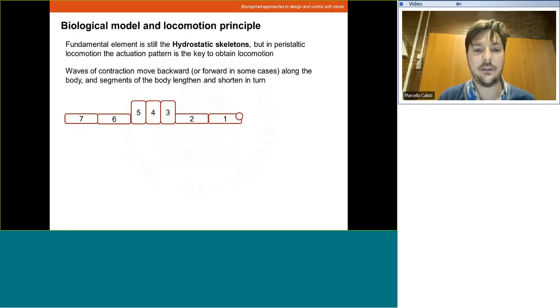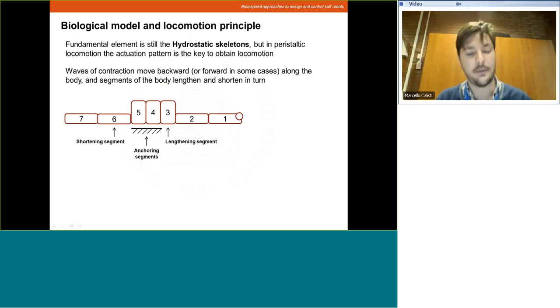Why? Let's consider this model here, where we have 3 modules which are not elongated, and 4 modules that are elongated. The modules which are not elongated act as anchoring segments, and then just the lengthening segments, the segment before the anchoring segment and the segment after, with respect to the head of the robot or of the animal that is to the left, to the right, just those 2 segments lengthening and shortening together.